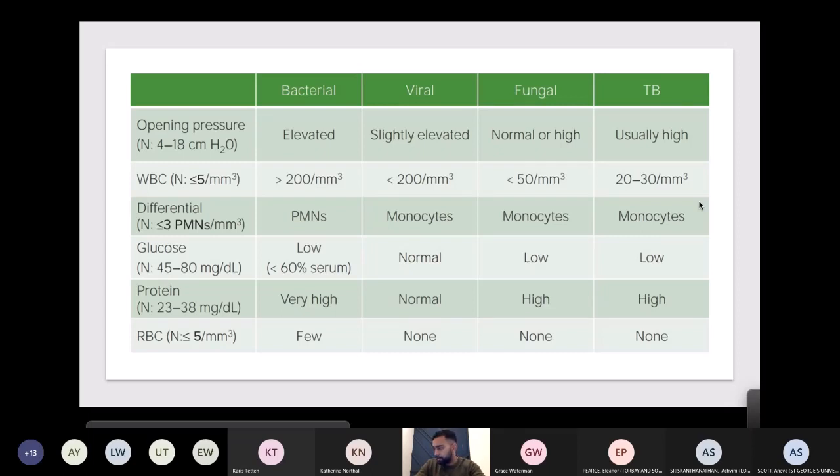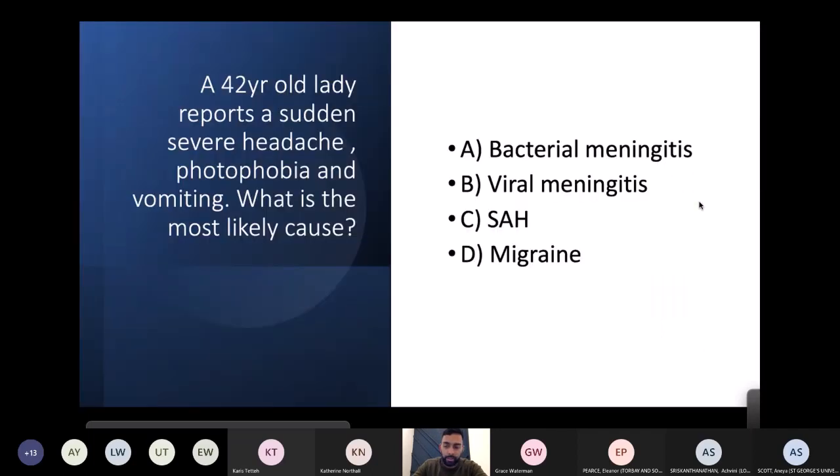Anything else? Okay, I'm trying to look for some interesting facts, but I think we can jump into some questions actually. Just remember that meningitis can be caused by infectious and non-infectious causes.